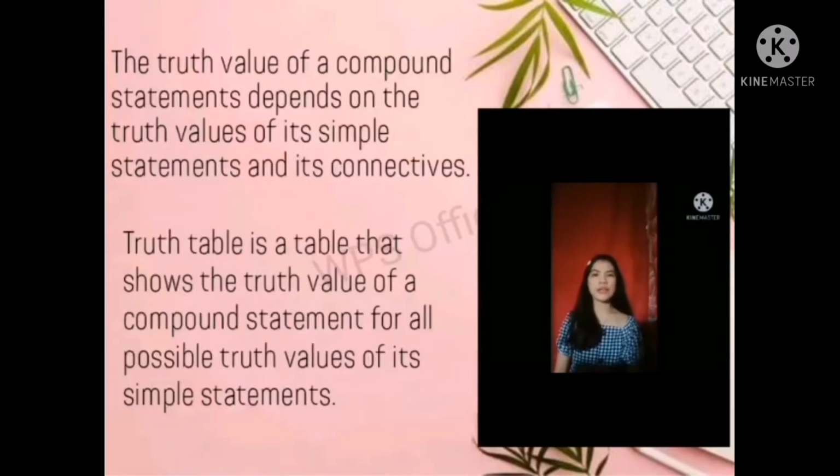The truth value of a compound statement depends on the truth values of its simple statements and its connectives. A truth table is a table that shows the truth value of a compound statement for all possible truth values of its simple statements.